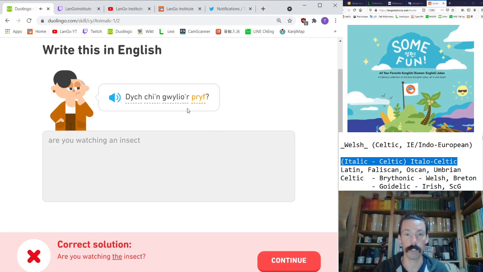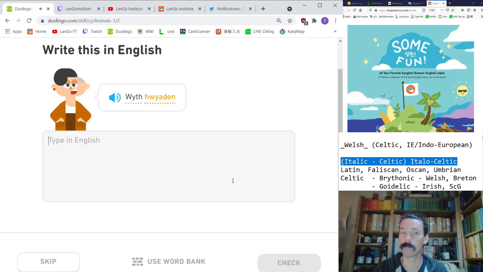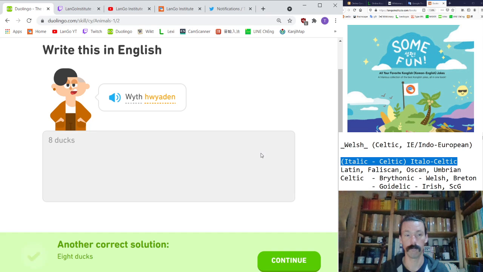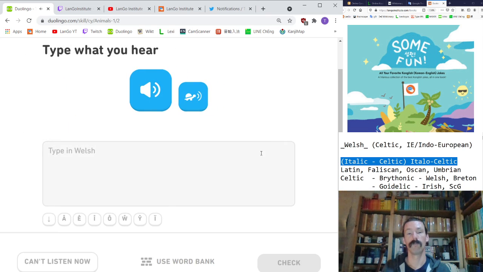The insect, right. R is this word ur, spelled Y-R. Wyth. Hwyaden. Wyth is the number 8. Hwyaden ducks. 8 ducks. Dwi ddim yn hoffi'r crwban.